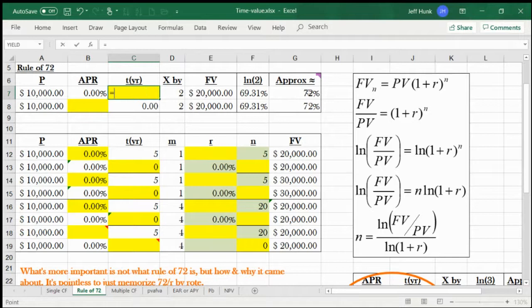how many years it will take, you will need to divide 72 by the interest rate. Okay? Of course, right now, in other words, the dividend is 72, and the divisor is the APR. But of course, it's not going to give you anything because APR is 0. It's not going to give you anything.